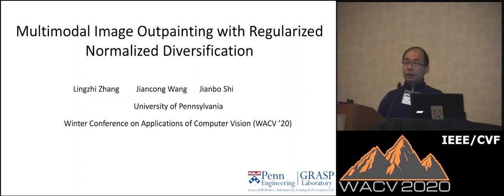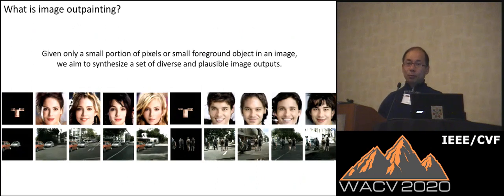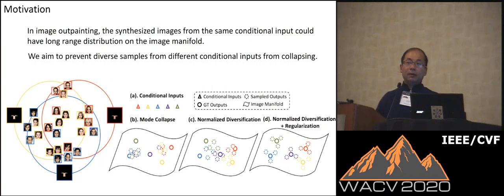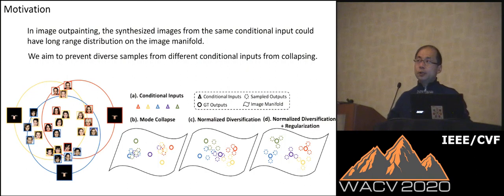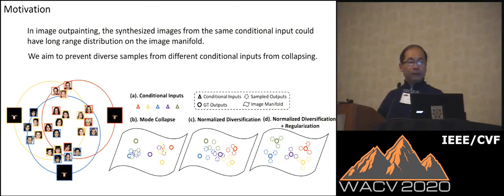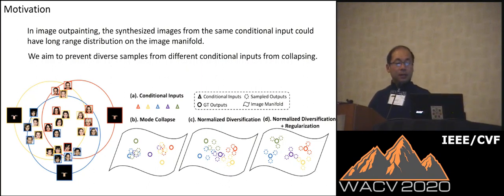Hello, my name is Jianbo Shi. I'm from the University of Pennsylvania. Today I'm going to talk about multimodal image outpainting with normalized diversification. This is work done by my students Lingzhi and Jiansong, who are busy writing a paper right now. The problem is outpainting, so you have a little snippet of the image, for example, eye and nose or cars, and you want to generate outpainting from that. The difficulty is that in many multimodal distributions, one little snippet might generate different outputs. And the difficulty we typically have for many generations is called mode collapse. The whole paper is about how to overcome this mode collapse problem.